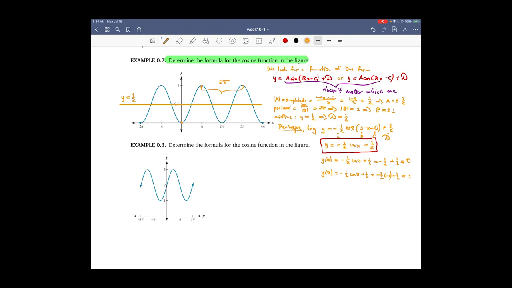Let's try, I don't know, -2 pi perhaps. Y at -2 pi, that will be -1/2 cosine of -2 pi plus 1/2. Cosine of -2 pi is, of course, 1, so we get the y value 0. This is a strong indication that we're doing fine, that this is indeed the right answer.